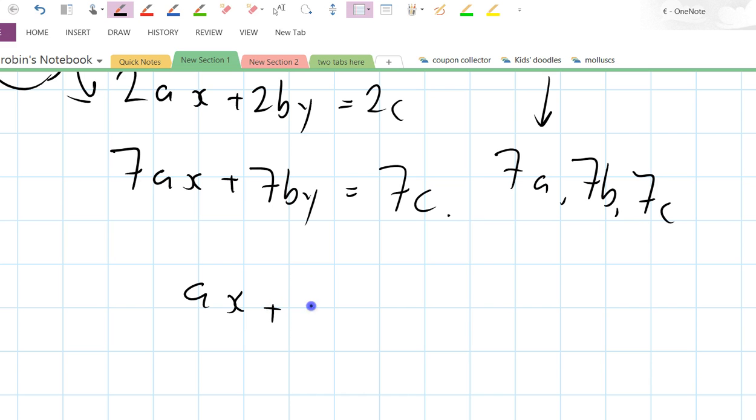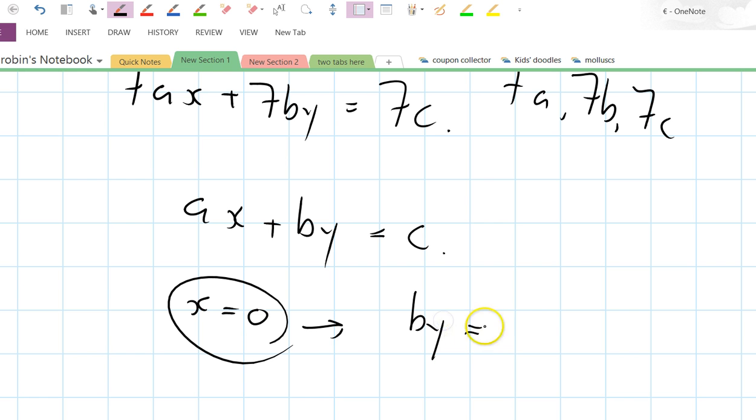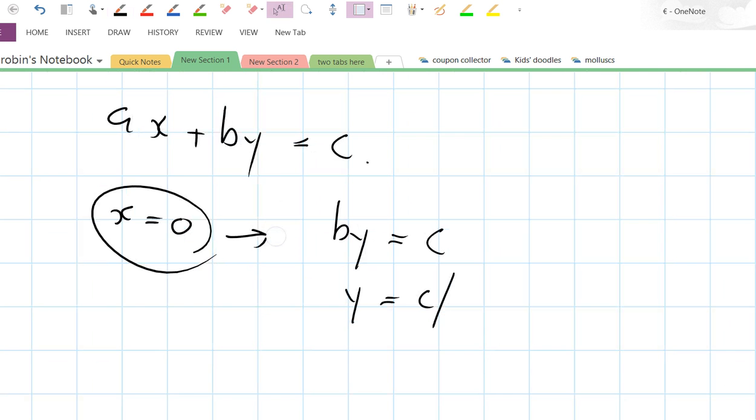Ax plus by equals c. Let's just have a think about what that looks like. It's a nice simple format, because if I say x equals 0, what does that tell me? Well, that tells me that this term here drops out. So I've got by equals c, so y equals c over b. So x equals 0 means that y equals c over b.